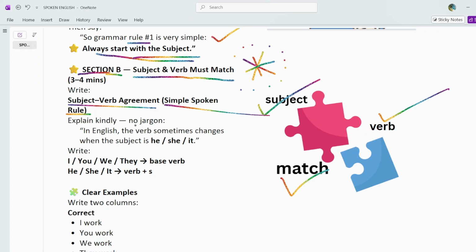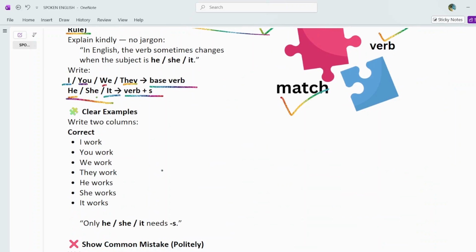So in English, the verb sometimes changes. For example, just look at the screen here. If I use the subject as I, you, we, and they, all these four subjects use the base verb. Now, when you look at he, she, it, these subjects use the verb plus S, the alphabet S. So you add an S to the verb only when your subject is he, she, it. Let's look at some examples so that you can understand.